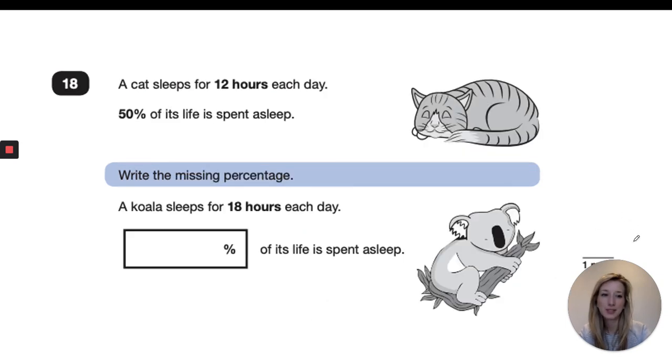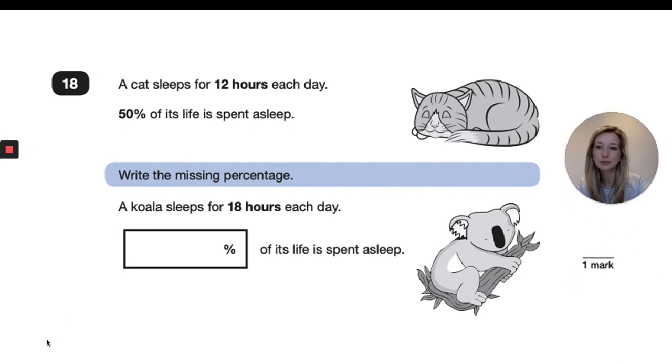Here's another one. This is a decimal question. So a cat sleeps for 12 hours each day. 50% of its life is spent asleep. Write the missing percentage. A koala sleeps for 18 hours each day. Write down the percentage of its life spent asleep. Okay, so I'll just leave you to have a quick go at that one. So just feel free to pause and see if you can work that out.